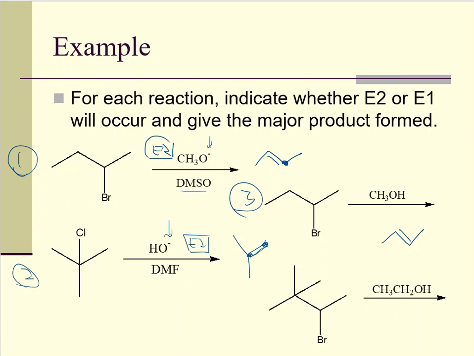Notice that product number 1 and product number 3 are identical. In one, an E2 reaction happened. In this one, an E1 reaction happened because of that poor nucleophile. But the ending product was the same. No rearrangement went forward here. Same thing. Finally, number 4, down here at the bottom, I'm going to redraw it over here to the left just because I've got a little bit more room.